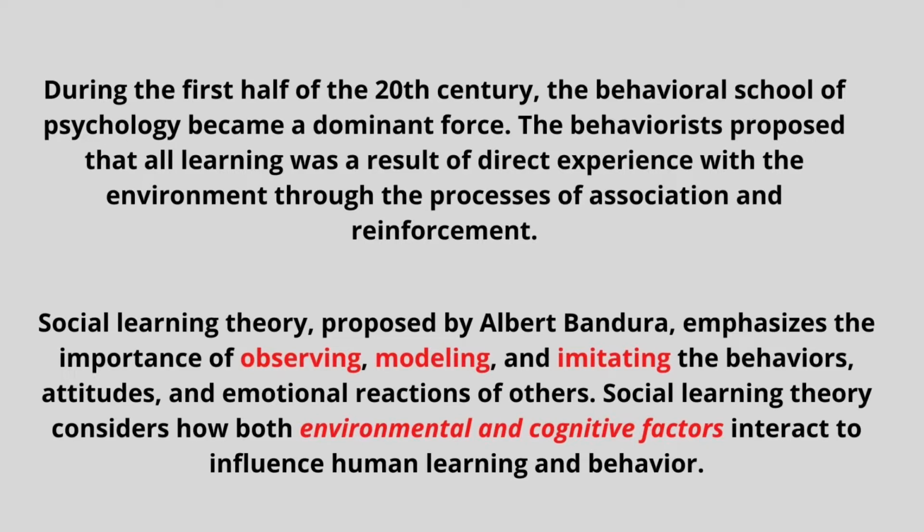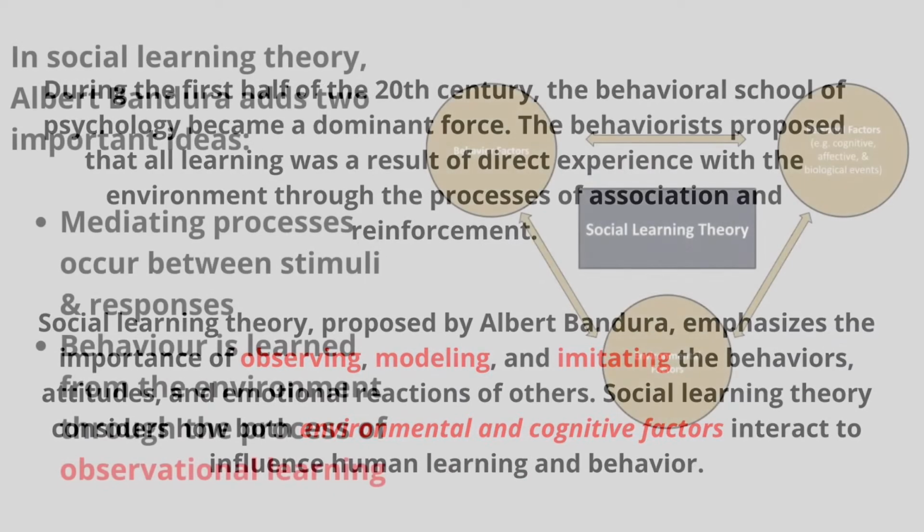The social learning theory, which was proposed by Albert Bandura, emphasized the importance of three things: observing, modeling, and imitating the behaviors, attitudes, and emotional reactions of others. So social learning theory considers both the environmental and the cognitive factors which together influence human learning and behavior.